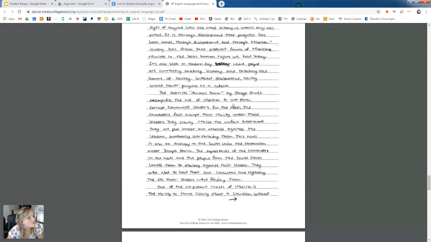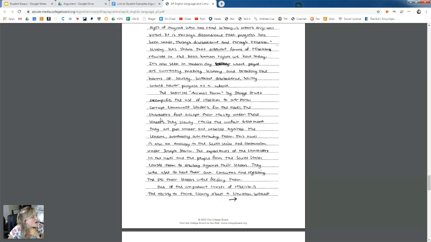So there's a clear position right there. The satirical Animal Farm by George Orwell exemplifies the use of rebellion to overthrow corrupt communist leaders. So just a little side note here again. This is really good. They're bringing in a strong, classic literary example. And I'm going to do a whole lesson on this later of how you can build up your personal literary example library. But this is really good to put in an argument essay.